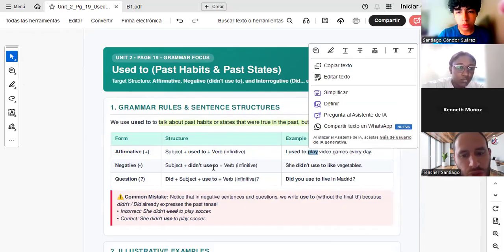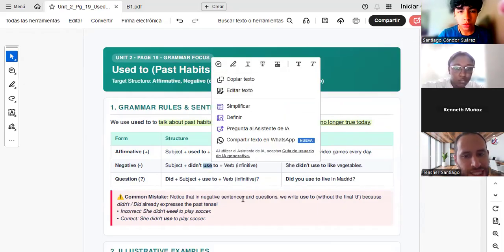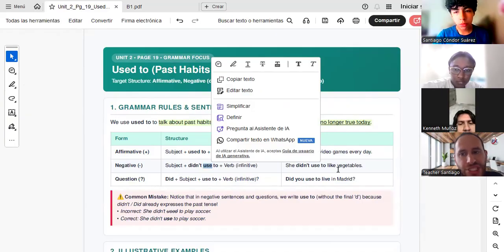Negative: I didn't use to. Miren que acá ya cuando lo hacemos negativo, el use queda sin la D, como en presente. I didn't use to like vegetables. No me solían gustar los vegetales.